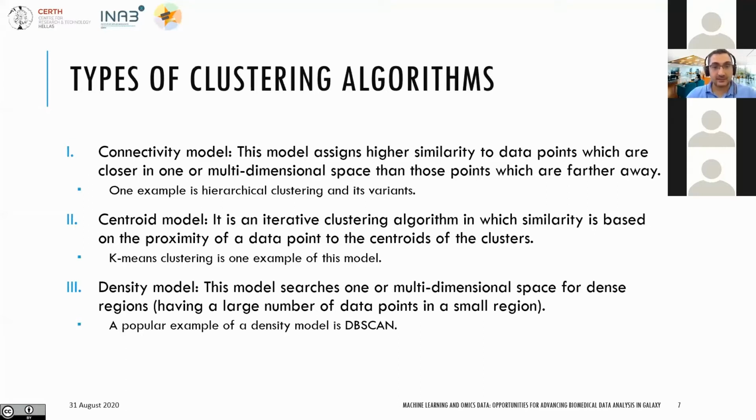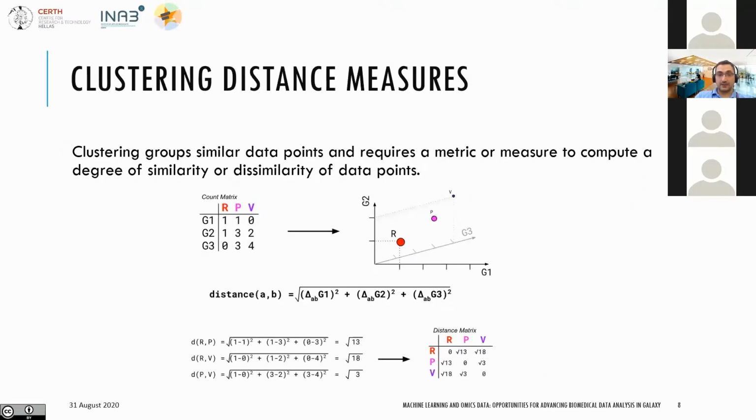is the density model. Here it is similar to the first one, the connectivity, but instead of assessing whether points are close to each other or not, it tries to figure out what are the areas, the regions of your multidimensional space that are dense, that are very packed with data points. Based on that, it identifies that this is a cluster. For all of those different types, we have different algorithms. For example, in the connectivity model, we have hierarchical clustering; the centroid model, the more characteristic one, k-means; and for the density models, DBSCAN. All those we're going to be seeing in a few minutes.